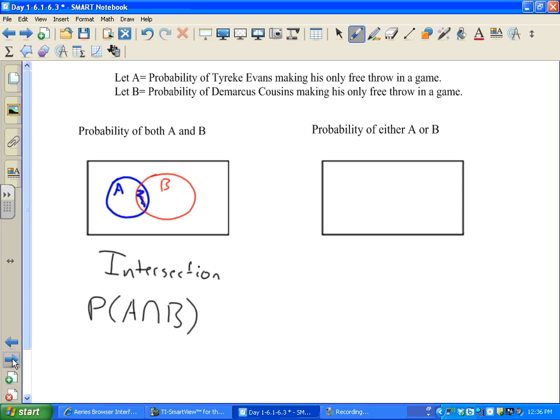Okay, probability of either A or B. This is some weird wording for you guys. I know it is. I'm going to explain it. When it says either A or B, it actually means A or B or both A and B. In stats, if we see it say either A or B, it means it's okay if it's A. It means it's okay if it's B. It's okay if it's both A and B.